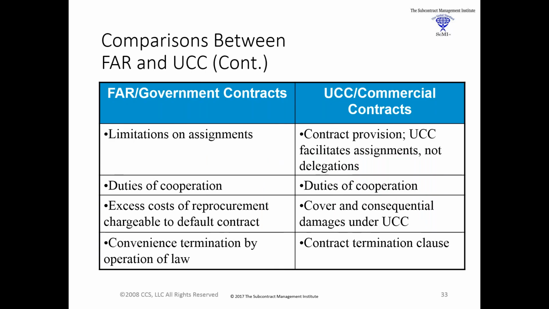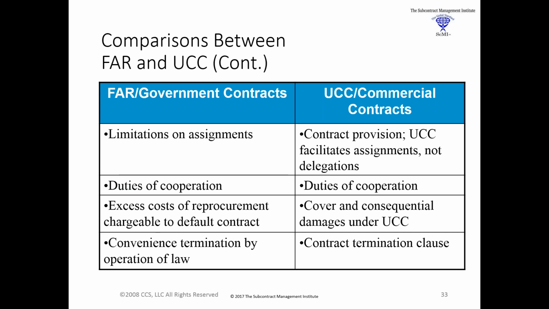I threw this one chart in here, and it's mainly just to give you a sample. We do an entire class on this subject of the differences between UCC and the FAR. And this is just 4 of the many, many things out of the 13 charts. Limitations on assignments. Government has an Anti-Assignment Act. Can't assign contracts except to a financial institution, etc. UCC, no problem. Make all the assignments you want. We're good with that. In fact, it facilitates assignments. A little different with delegations of responsibilities, but assignments, no problem. Duty of cooperation, well, that's common in both. You see that in both sides of the house.